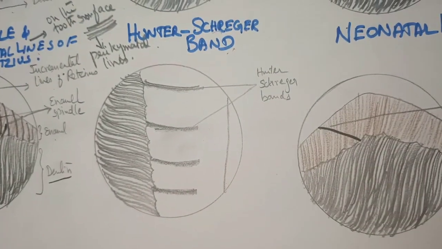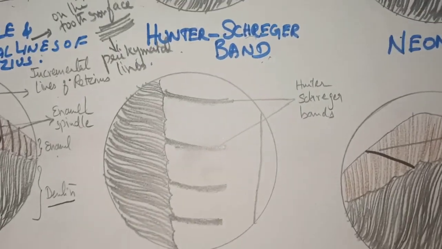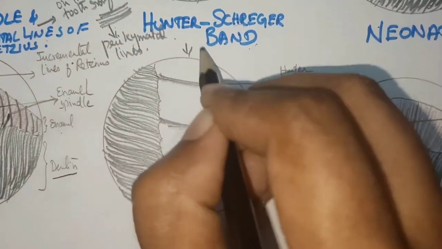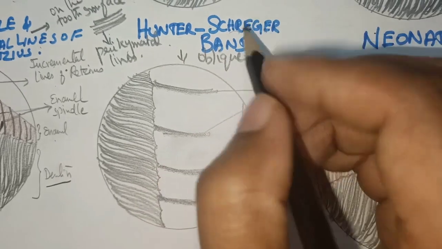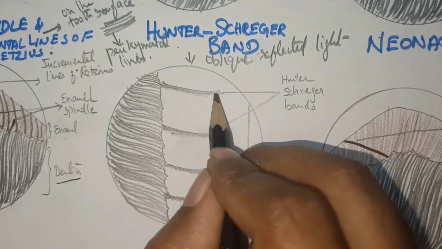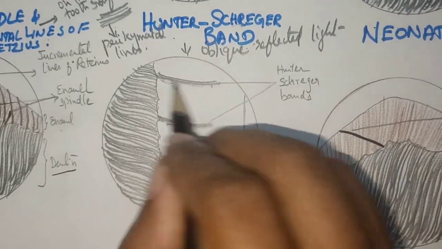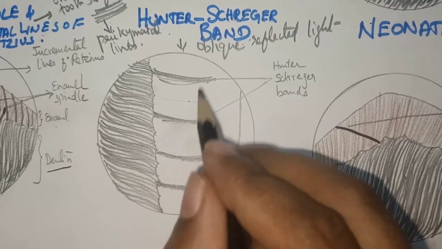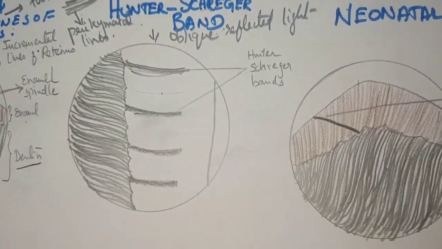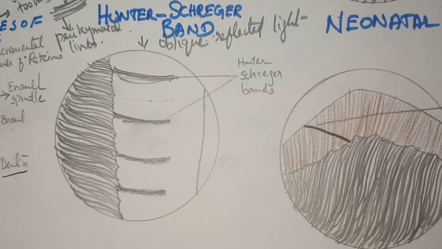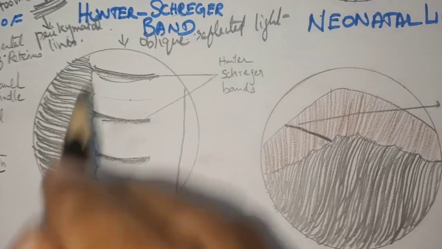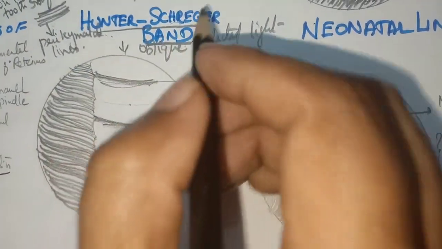This is an optical phenomenon. Actually, it's not present in the enamel structure. When you keep it under oblique reflected light, and oblique is the more important term, you can see alternating bands of light and dark. So this is your dark band and this is your light area. This alternating dark and light banding is called Hunter-Schreger bands. It is based on the orientation of the enamel rods and the functional adaptation of the enamel rods during formation.